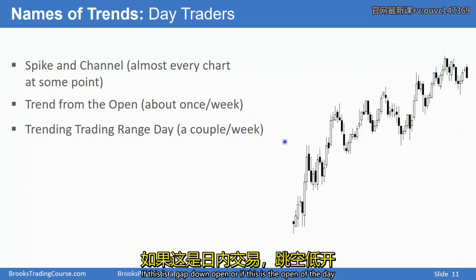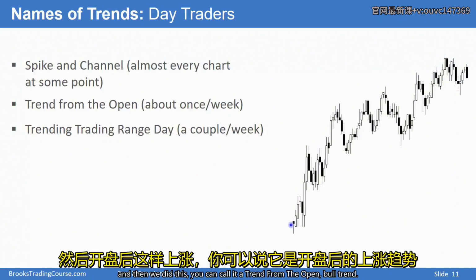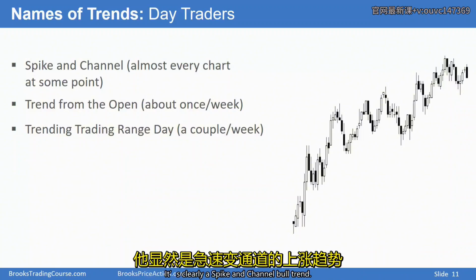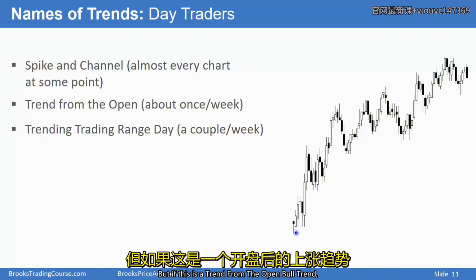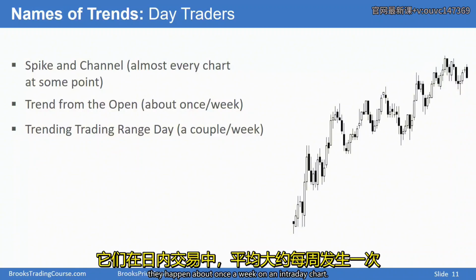If this is a gap down open, or if this is the open of the day, and we did this, you could call it a trend from the open bull trend, or it is clearly the spike and channel bull trend. And again, almost all trends have some component of a spike and channel to them. But if this is a trend from the open bull trend, they happen about once a week on an intraday chart.